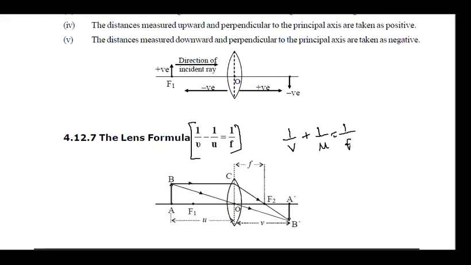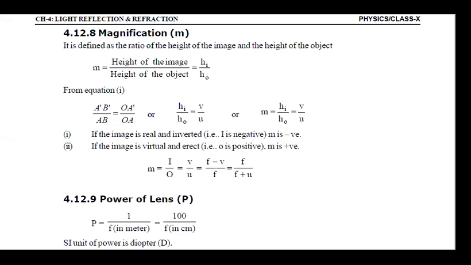Minus V by U. Very good, right? Hi by H naught is equal to minus V by U. But in case of lens, it is just V by U. Okay, in case of lens, it is just V by U. Got it? Yes, it is just V by U. That is one difference.